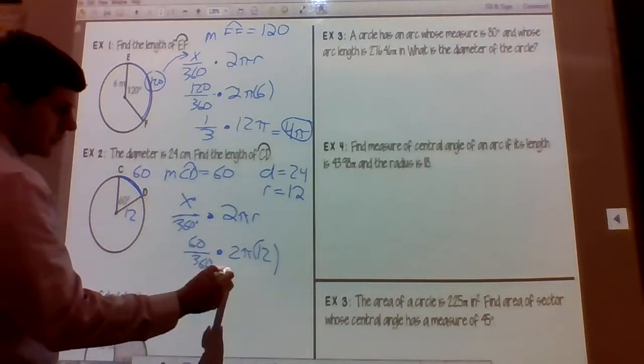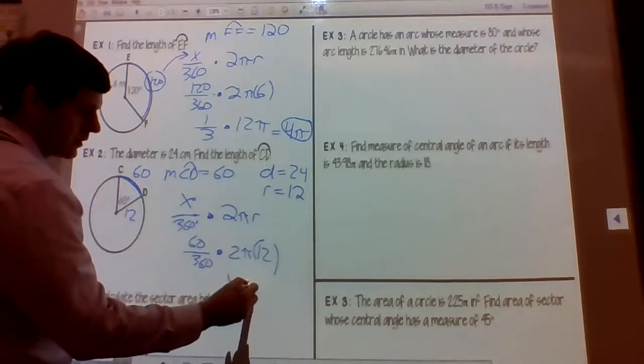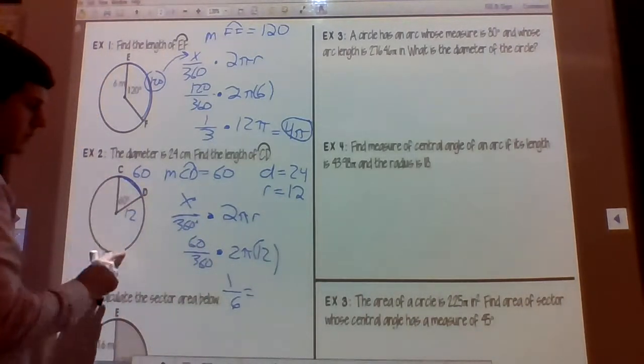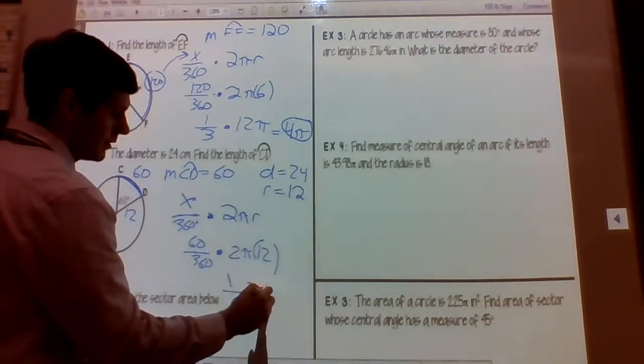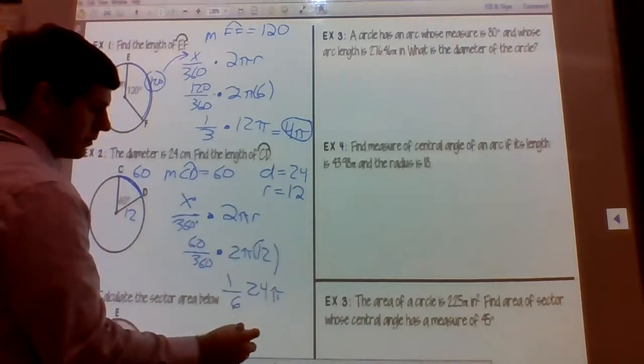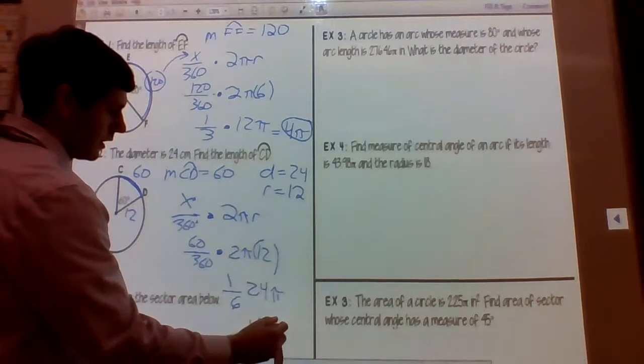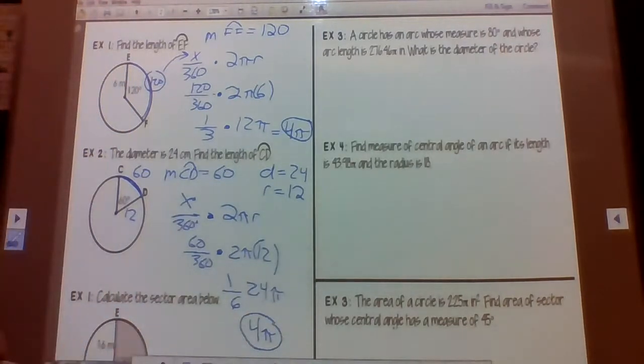So again, this is 1/6. 60 divided by 360. So this arc CD is only 1/6 of the whole circle. And the circumference is 24 pi. So 24 pi divided by 6 is going to give us a length of 4 pi. You notice how these angle measures are different, but the length is still the same because the circles are different sizes. Remember, all circles are similar. So similar arcs are going to have the same measure, but they're going to have different lengths. Arc length is the length of it. Arc measure is how much it is out of 360.